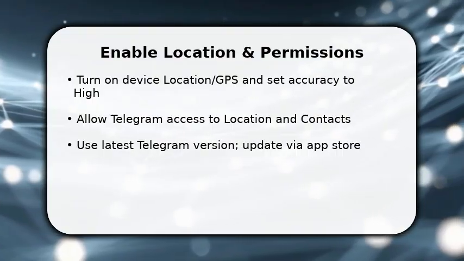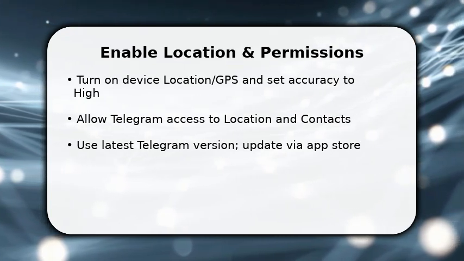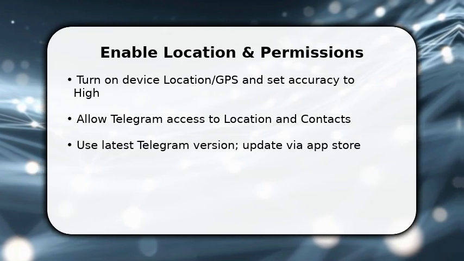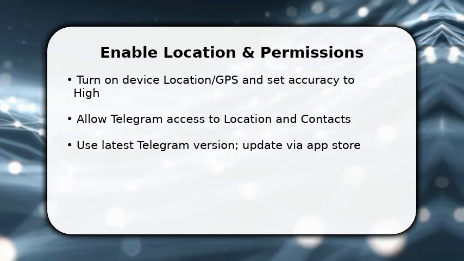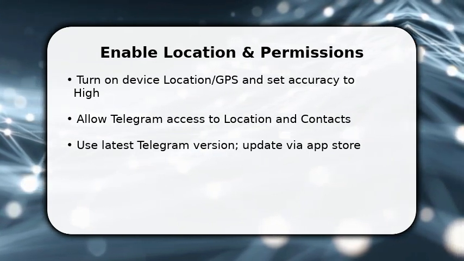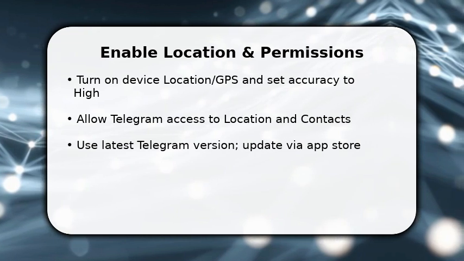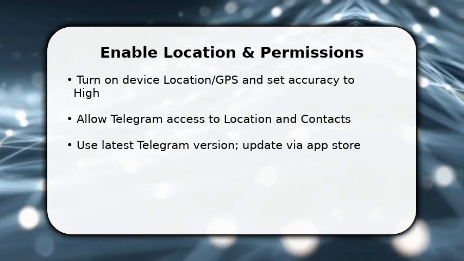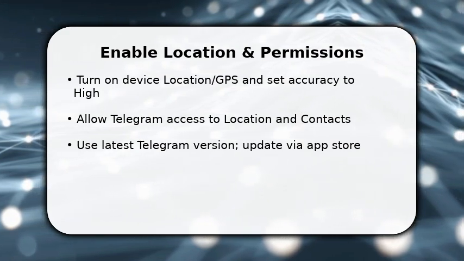You start by preparing the phone. Enable location and set accuracy to high so Telegram can find nearby devices. Once done, open Telegram and grant location and contacts permissions when prompted, because the feature needs both to show profiles and mutual contacts. Make sure you're on the current app version. Updates fix privacy and discovery bugs.